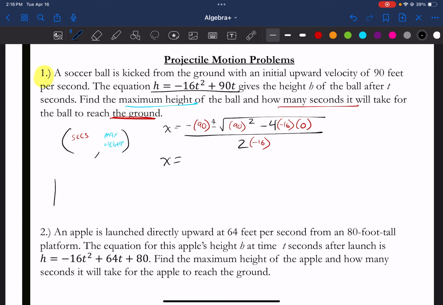And when we drew our graph, there is something that's at the origin and goes up and it goes down. We're trying to look for this. When does it come back down? So our answer is actually 5.625 seconds. Yes, you can use your calculator to get that decimal.